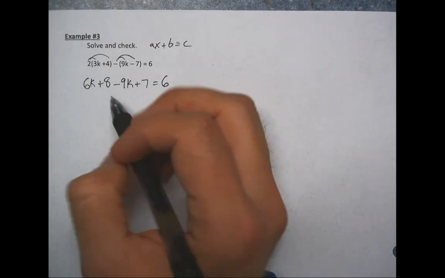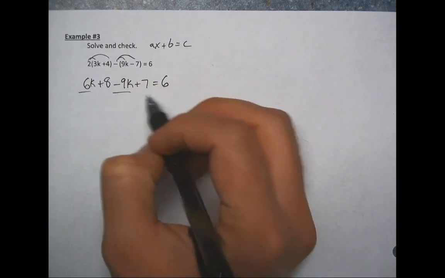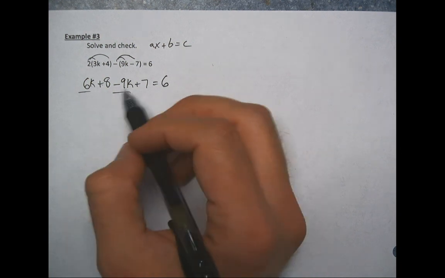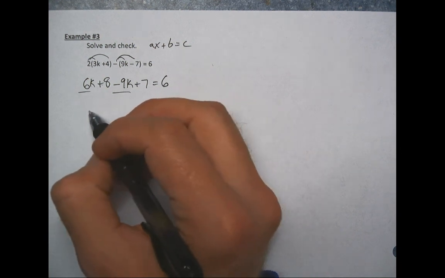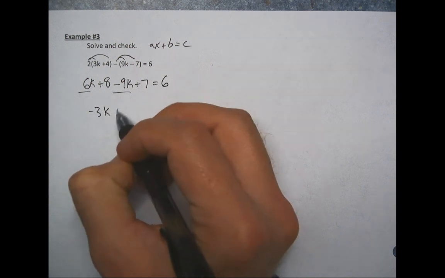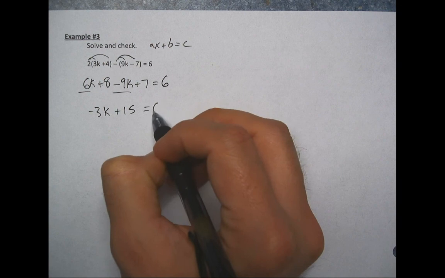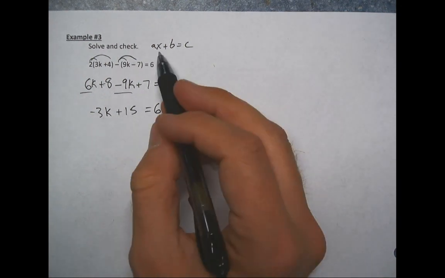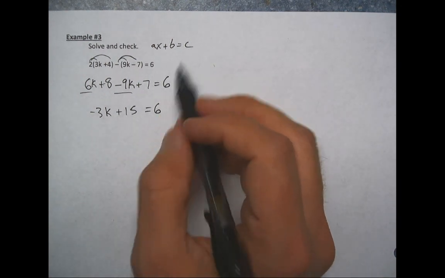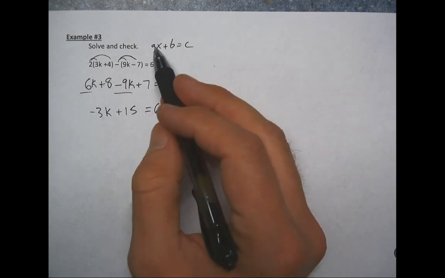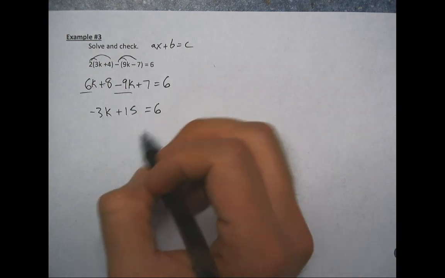But now we need to make sure we combine like terms correctly. Starting with your variables, you have a 6 and a minus 9. So that's going to be a negative 3k. Positive 8, positive 7 is 15. Now I've got that nice ax plus b equals c form. So c is 6, b is 15, and a is negative 3. All we got to do is run the numbers now.